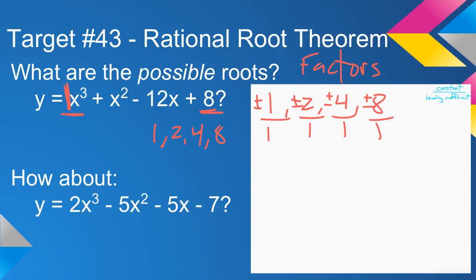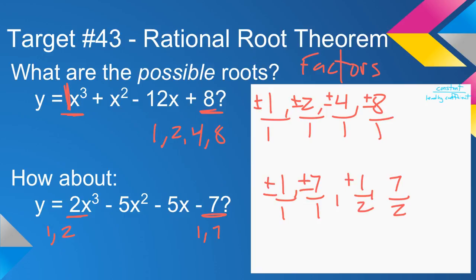For our second example, we think about these factors. Now this one has a leading coefficient of 2, so 1 and 2 are those factors, and a constant at the end of 7, so just 1 and 7. So as we list those out, you'd list 1 and 7, but then 1 over 1 and 7 over 1, also 1 and 7 over 2, because that's the other factor of that leading coefficient, and then plus and minus for each of these. And so that's how we can determine what our possible roots are for each of these polynomials, by constant factors divided by leading coefficient factors.